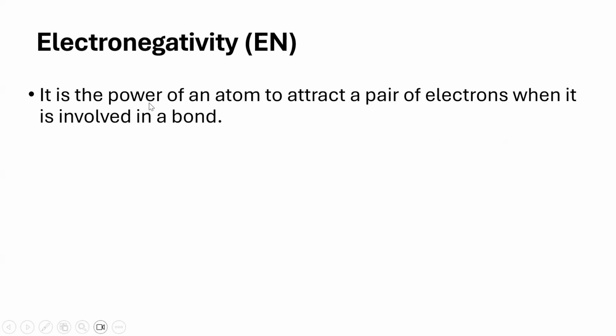So what is electronegativity? Electronegativity is defined as the power of an atom to attract a pair of electrons when it is involved in a bond. So if we have a bond, especially a covalent bond, it depends on sharing a pair or more of electrons between two atoms.